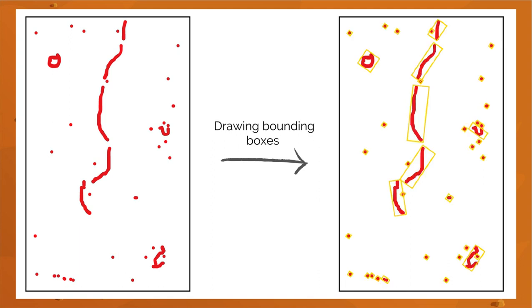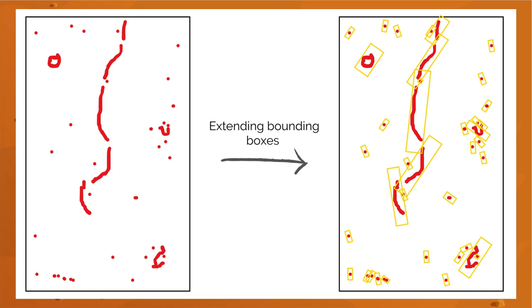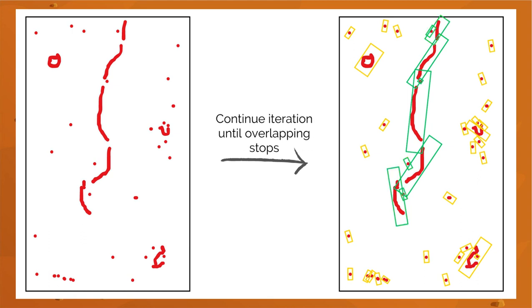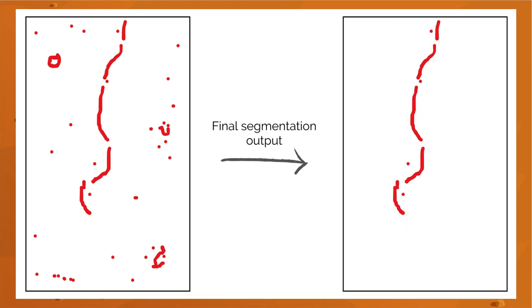We start by identifying the individual contours in our segmentation output, and we draw bounding boxes around them. Next, we extend those bounding boxes according to their size and identify and select the longest contour. We then select the bounding boxes that overlap with the selected longest bounding box. We do this process iteratively until no other overlapping bounding boxes are found, and remove the rest of the contours.